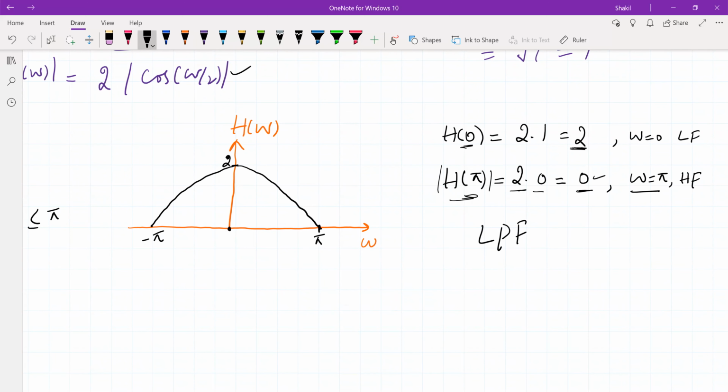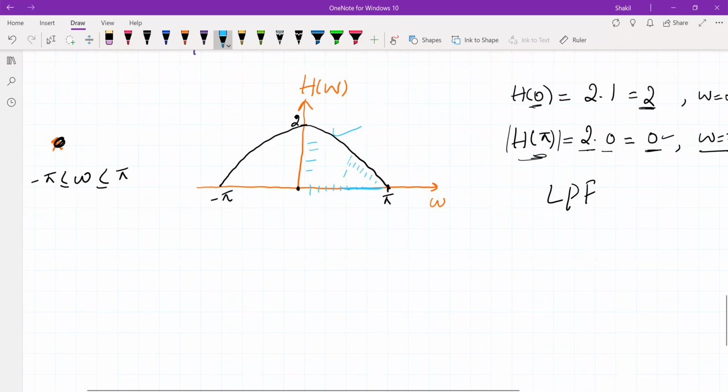You can see it allows the lower frequencies to pass and rejects as we go up. As we go up and up, the gain of the system decreases. If you plot this in MATLAB, you will see the answer yourself, that the gain decreases as you increase the frequency. Plot it in MATLAB, take values of omega from 0 to pi or from minus pi to pi, and we'll see this is the frequency response of this system. So this is the frequency response, the Fourier transform, of this system.